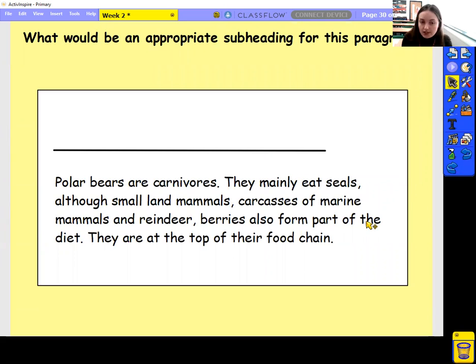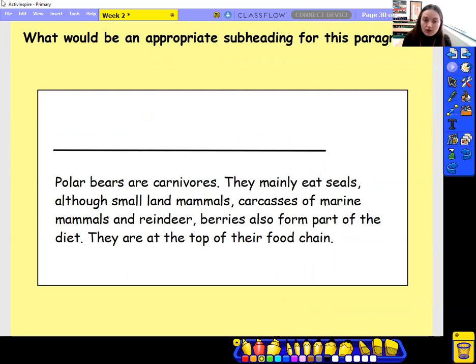And this next activity is a little bit trickier because we need to think about what the subheading could be based on the information. So what we're going to do is we're going to read this, and I'm going to show you how we pick out the key information in the paragraph to find a subheading that would be appropriate for that paragraph. So we're going to look for the key bits of information.